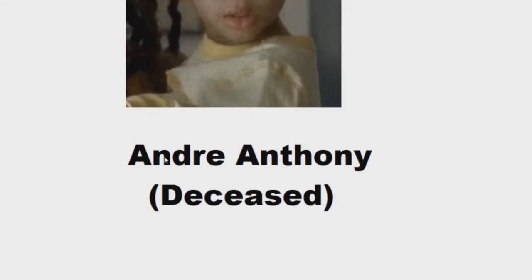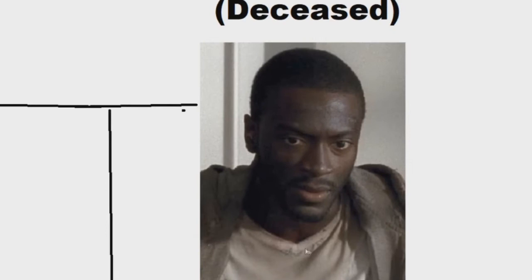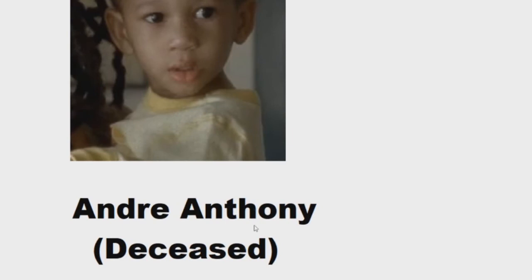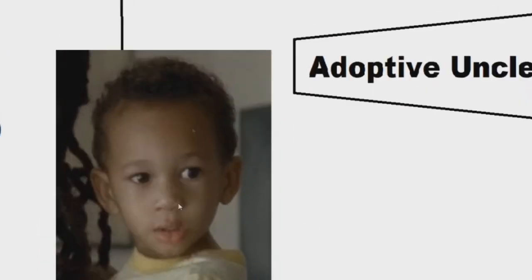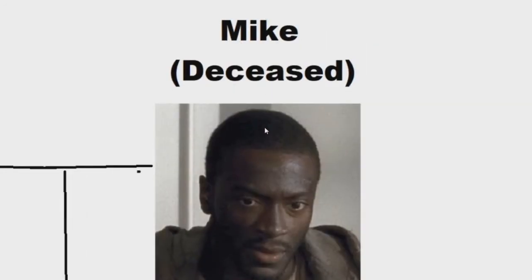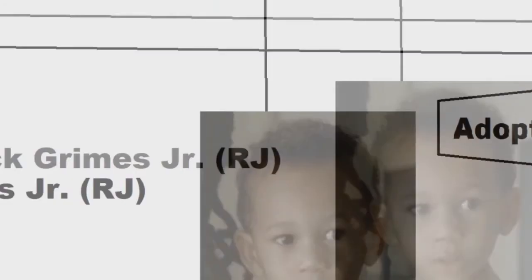Andre Anthony. So I'm not sure where this surname comes from. I'm pretty sure this is also Mike's surname, but on the wiki I couldn't exactly figure it out. So I've just called him Andre Anthony, but it's possible this guy is Mike Anthony. Now, Andre Anthony unfortunately died as a result from the neglect of Mike and his friend Terry. So Andre is dead. So Michonne lost this child, but she has RJ.